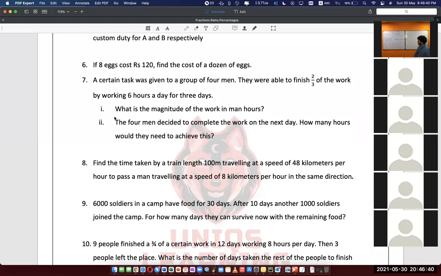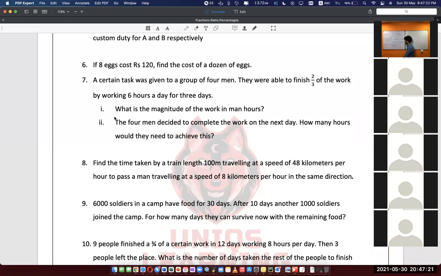Okay, so what do we have? This multiplication, right? 4 times 6 is 24 times 3 man hours. So that is the magnitude of 2/3 of the work. But we are supposed to find the entire work, right? So 2/3 of the work, then let's find 1/3 of the work. 1/3 of the work is equal to 24 into 3 into half, this entire thing divided by 2, because 2/3 is this much.